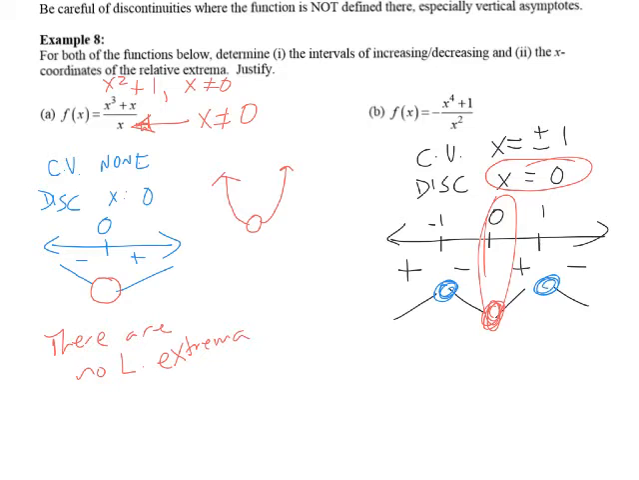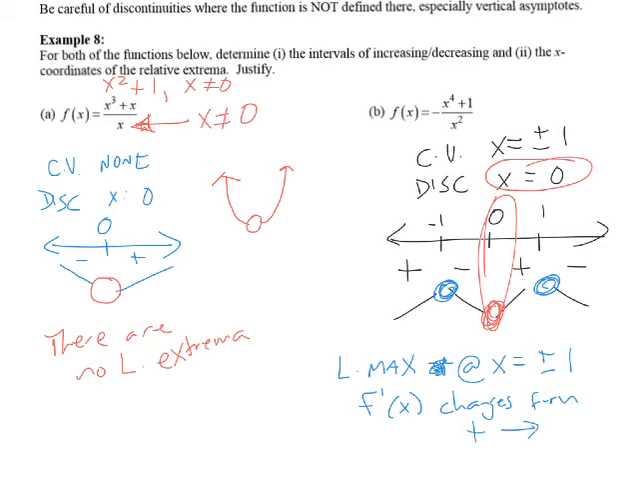So we identify that there is a local max. We just need to identify the x coordinates. So local max at x equals plus and minus 1, because our derivative f prime of x changes from positive to negative. And there are no local minimums because the function does not exist there.